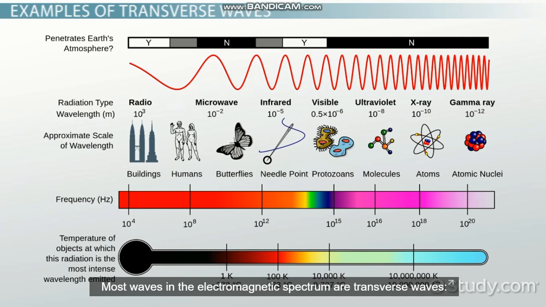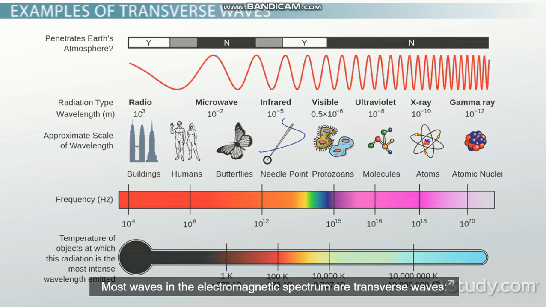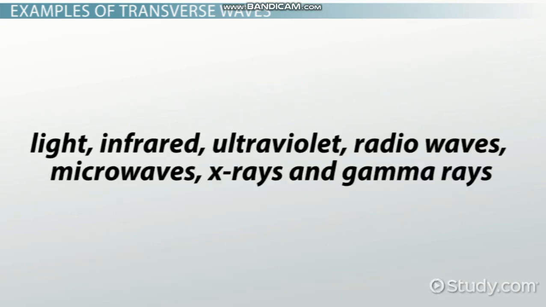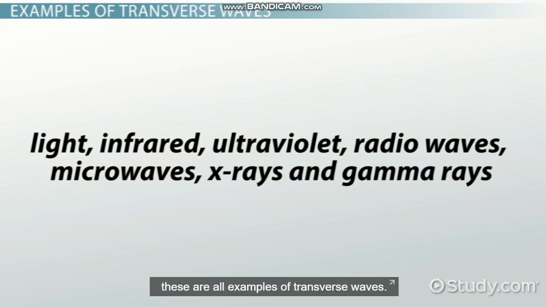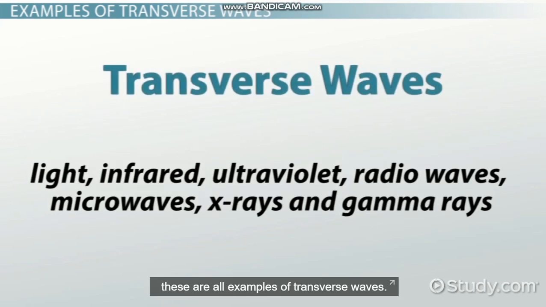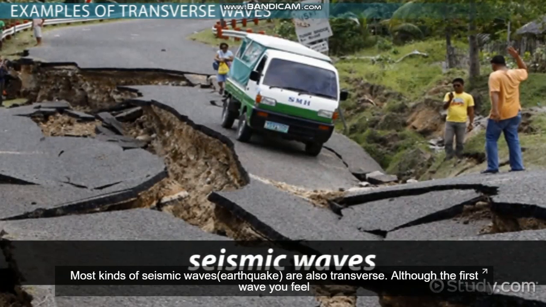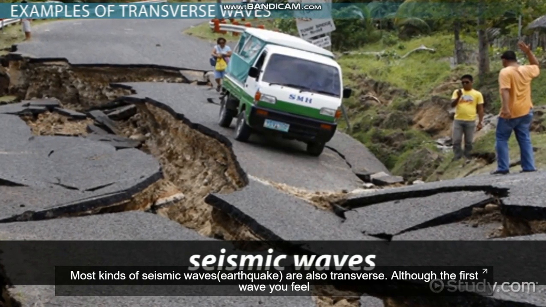Most waves in the electromagnetic spectrum are transverse waves: light, infrared, ultraviolet, radio waves, microwaves, X-rays, and gamma rays. These are all examples of transverse waves. Most kinds of seismic waves, earthquake waves, are also transverse.